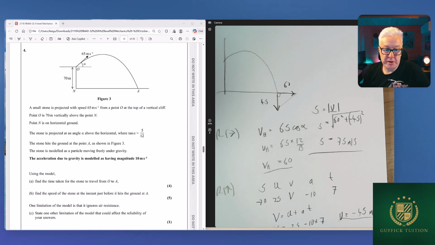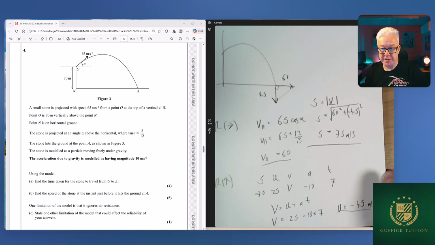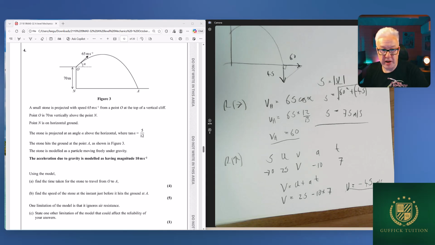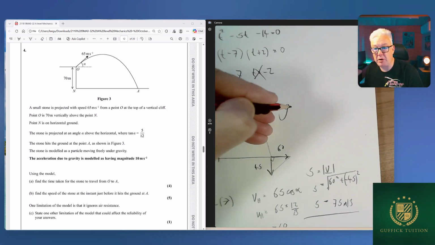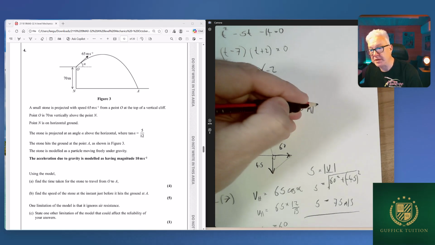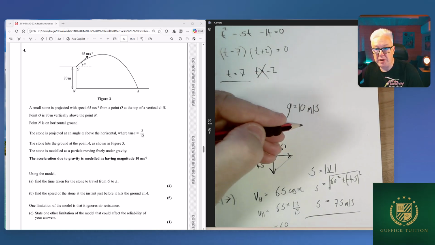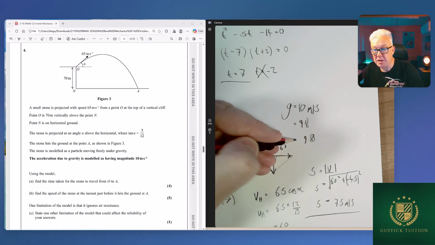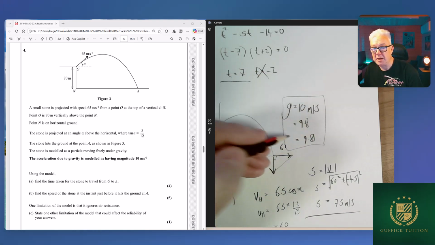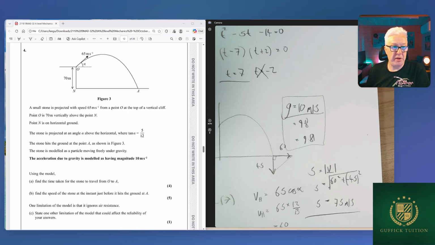It says one limitation of the model is that it ignores air resistance. State another limitation. I think the most obvious one in this particular question is we could use a more accurate value of g, because we've modelled acceleration due to gravity on Earth as being 10 meters per second squared, when really we know it's like 9.8 or 9.81 if you're going to be a little bit more accurate. So that's an improvement that we could make. Take a more accurate value for g. I think that's the obvious go-to one in this particular question.